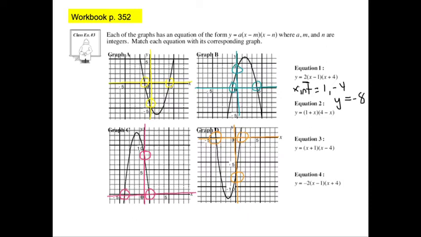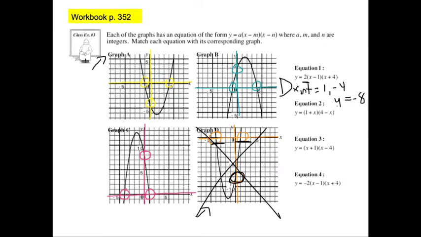So now let's take a look at graph A and graph D and see which one works. Well, we have x-intercepts of 1 and -4. That doesn't work for graph A, but it certainly works for graph D because we have here, this is 1 and this is -4, and our y-intercept is at -8. So D is our answer for equation 1.